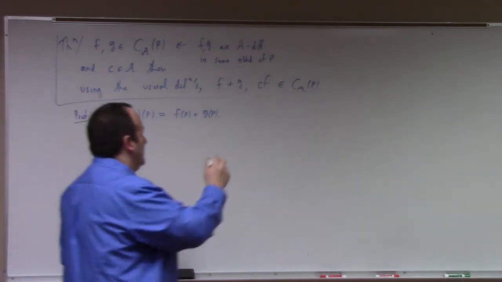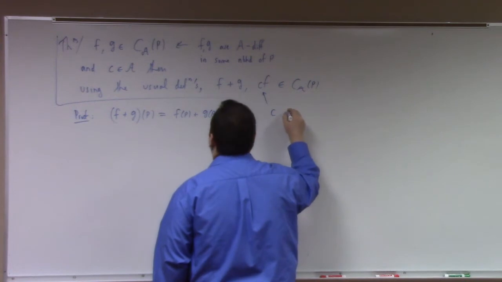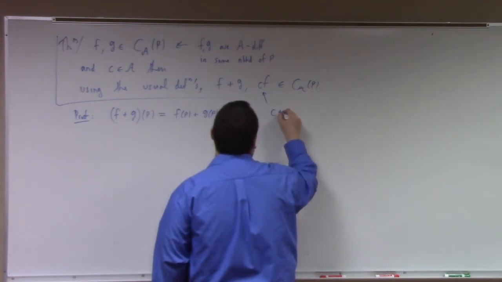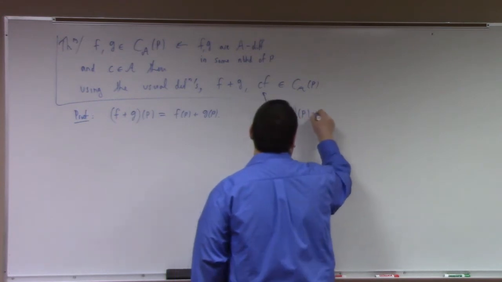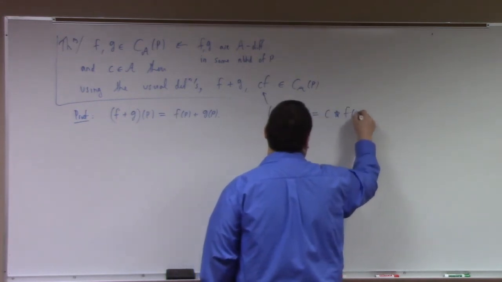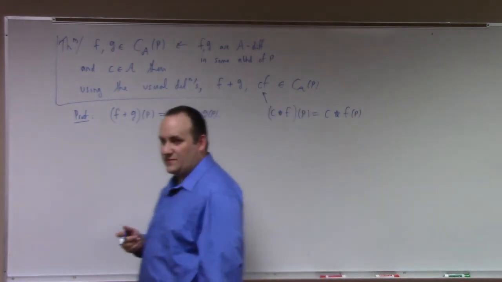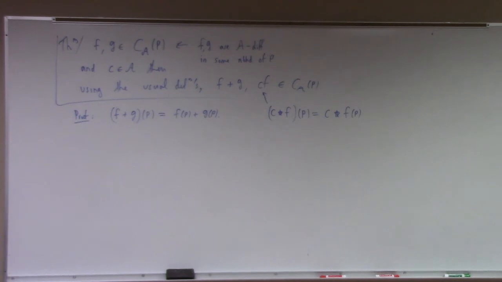Now, maybe this is at odds with my current notation. Maybe I should write c star f like that instead, because this would be c times f of p. I mean, that's what I mean by that. It's an algebra multiplication. That's what I'm trying to say there.